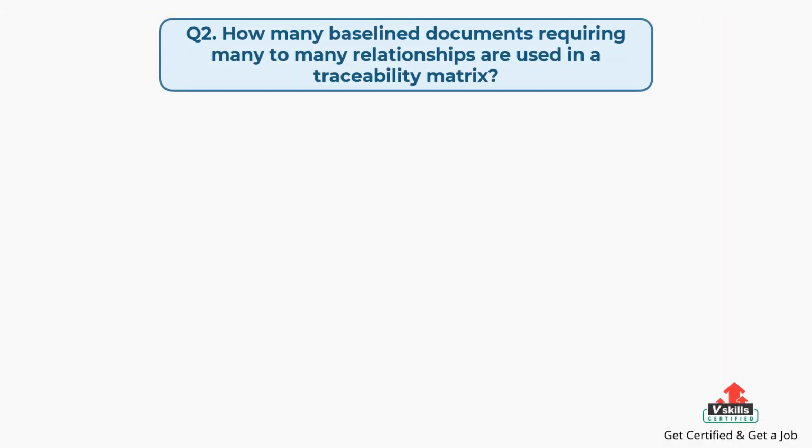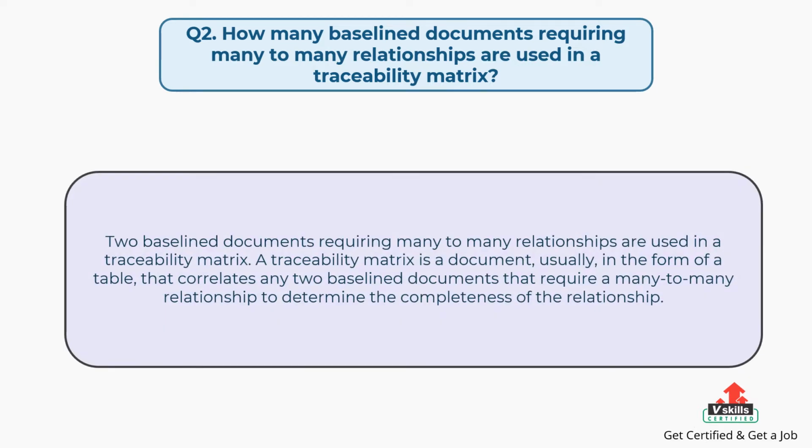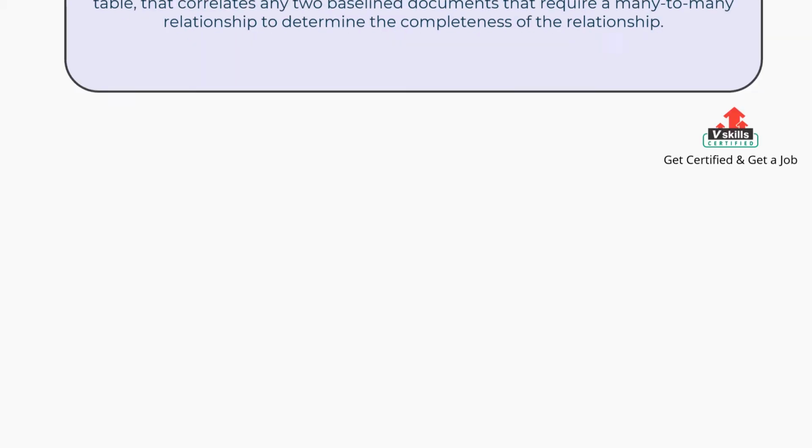How many baseline documents requiring many-to-many relationships are used in a traceability matrix? The answer is: 2 baseline documents requiring many-to-many relationships are used in a traceability matrix. A traceability matrix is a document, usually in the form of a table, that correlates any 2 baseline documents that require a many-to-many relationship to determine the completeness of the relationship.